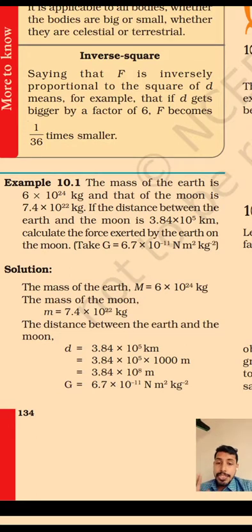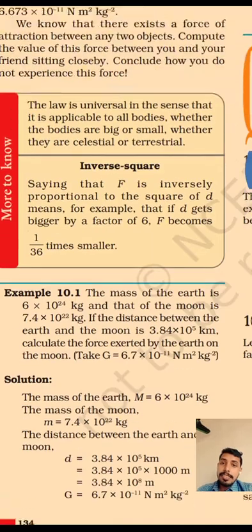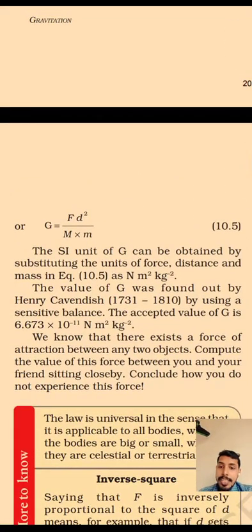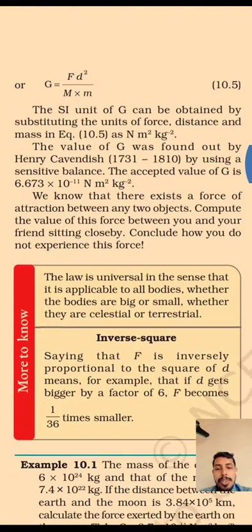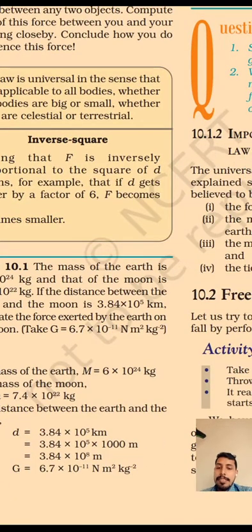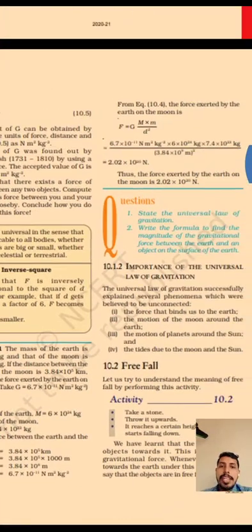Then the value of g we know, here it is given 6.673. That 6.673 we are rounding to 6.7 to simplify the calculation. That's it. Okay, 6.7 into 10 raised to minus 11 Newton meter square per kg square.